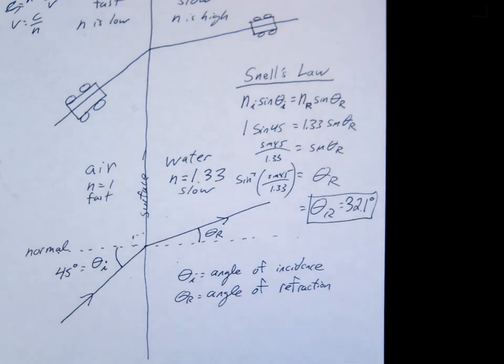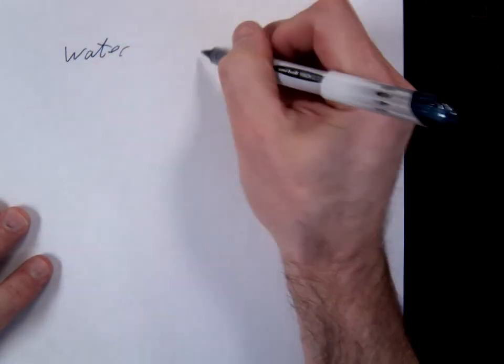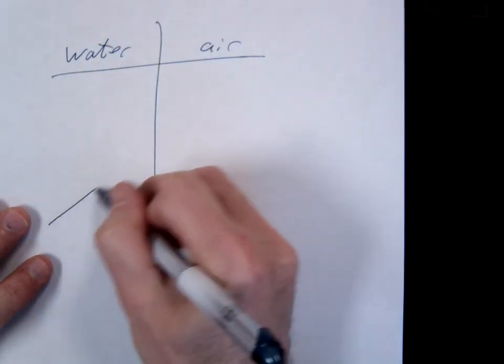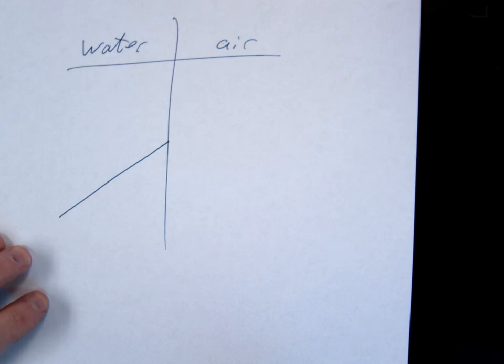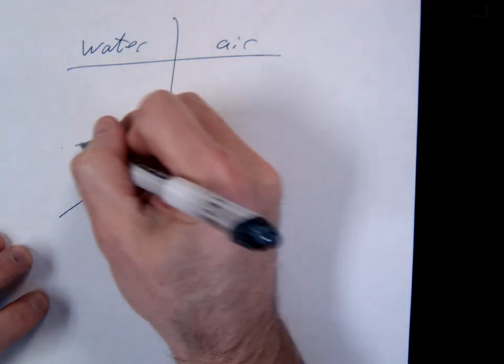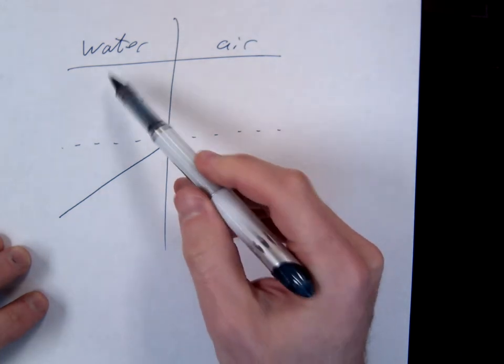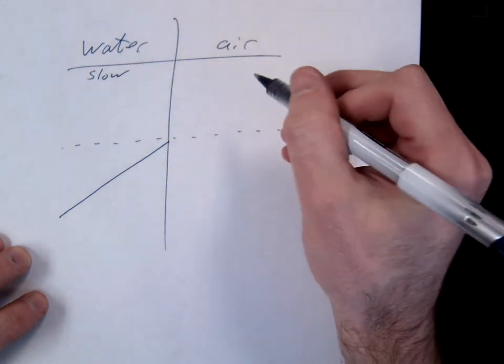Okay? What happens if I did the opposite? In other words, what would happen if I went from water to air? How would things change? Water to air. We'll just do it conceptually. We won't do it mathematically here. So if we're in water, is light traveling fast or slow? Slow. And if we're in air, it's now going to speed up.